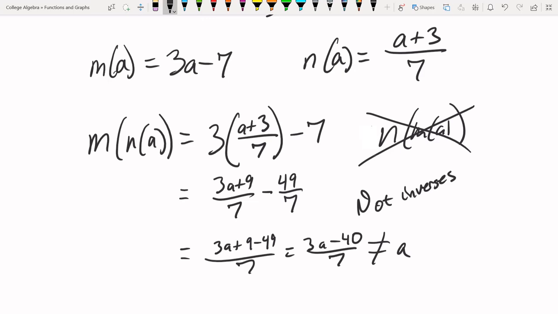Sometimes one way does work. It's odd when it does, but sometimes it does, and sometimes the other way doesn't. But once you find one of them doesn't work, then you can immediately stop.